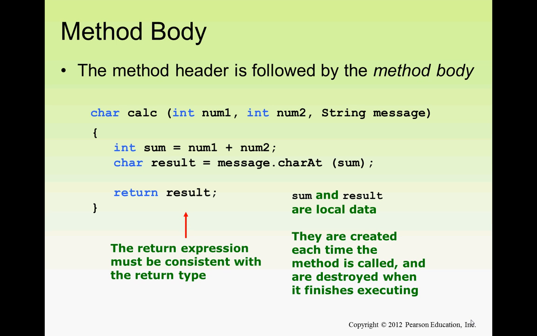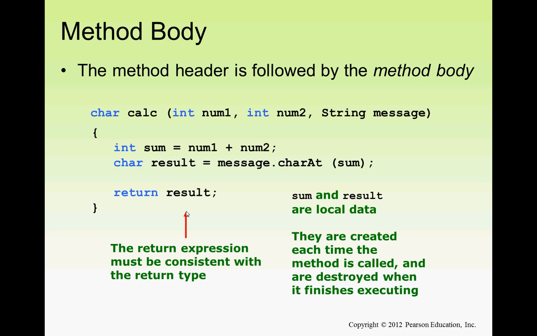When you have a method, you notice we have our method header right here, char calc, integer num1, comma, integer num2, comma, string message. That is our method header. Then we have, inside the squiggly brackets, the method body. Your method header is always followed by the method body. You see that it has the integer sum equals num1 plus num2, the char result equals message.charAt(sum), and then return result. Your sum and result are all in the local data. You notice it's right here inside the method body, making it local.